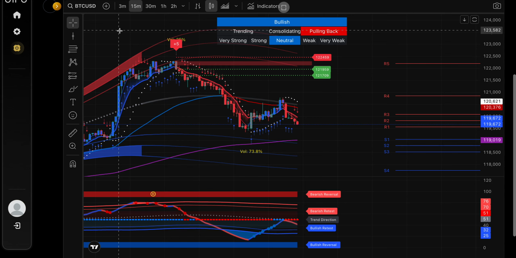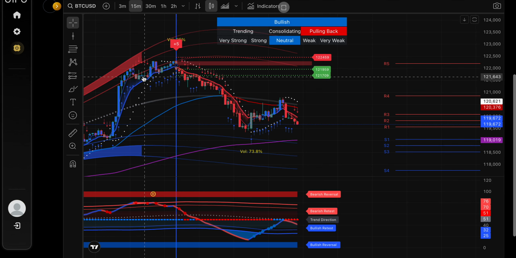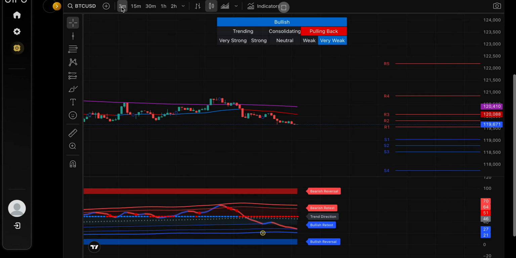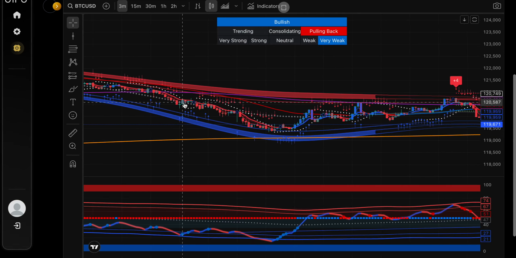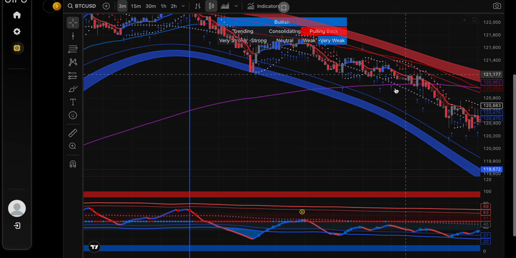So what do we do now? We put a vertical line on this where the Super Sniper arrow appeared, right? So what happens is we're going to go down to our entry time frame, which is 3 minutes. I'm going to teach you what you need to look out for on this 3 minutes.